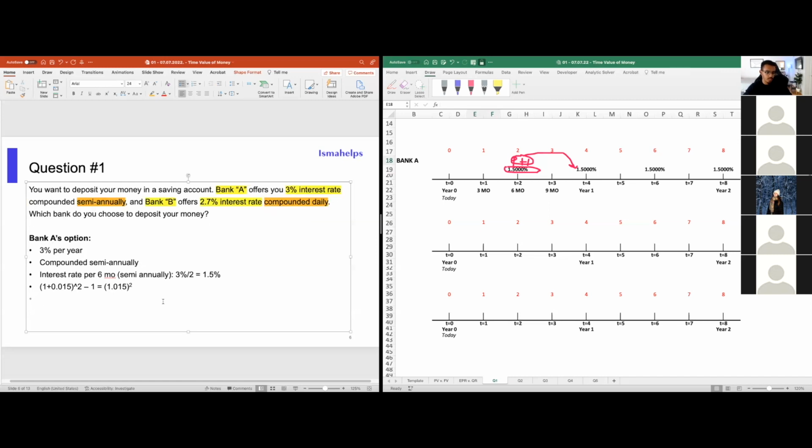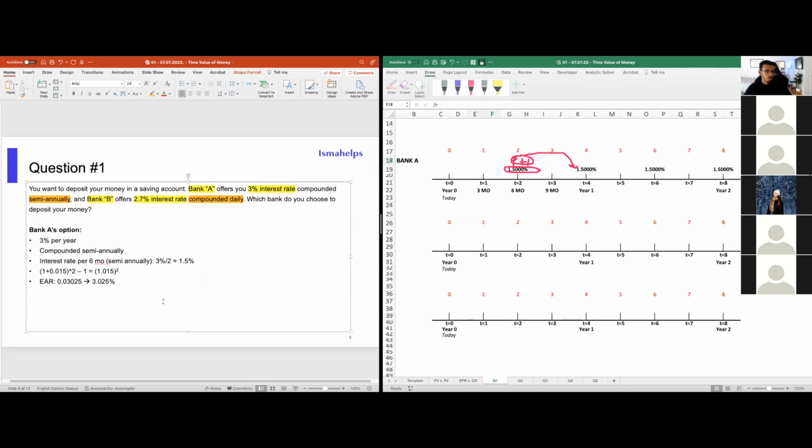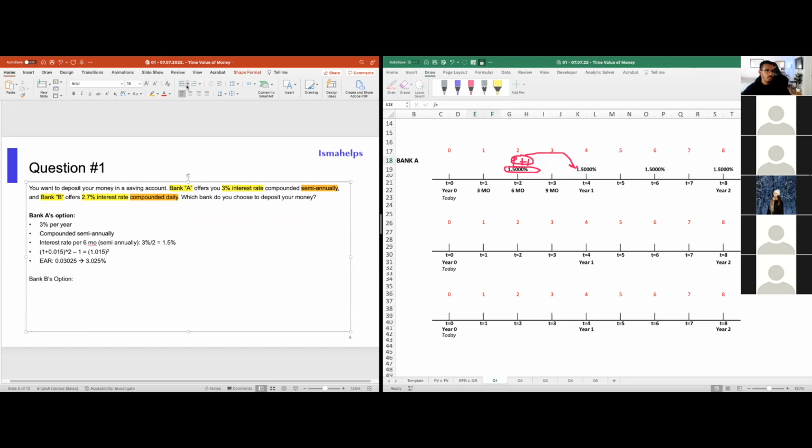Yeah, thank you. Exactly. So that gives you an effective annual rate of 0.03025. In other words, this gives you 3.025%. Okay, so I'm going to visualize bank B's option, and from there, you're going to tell me what's up with it.